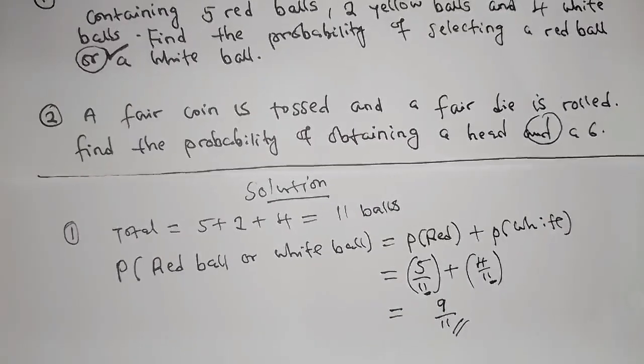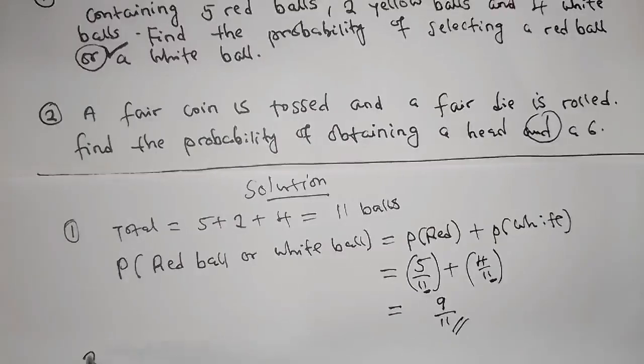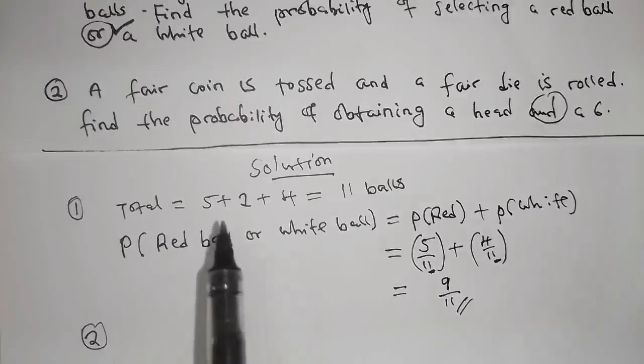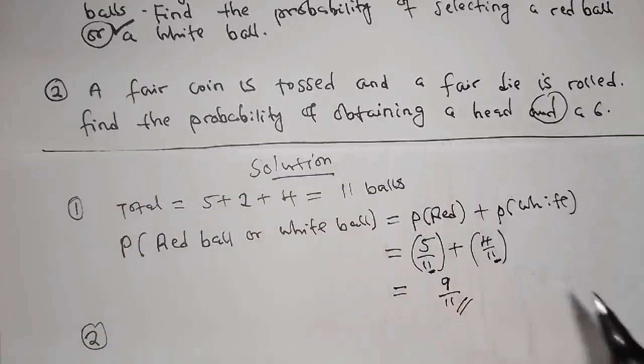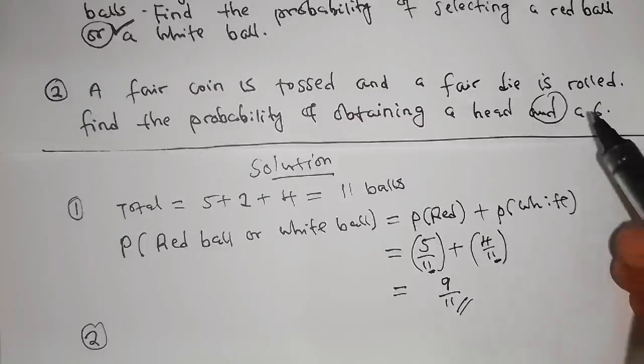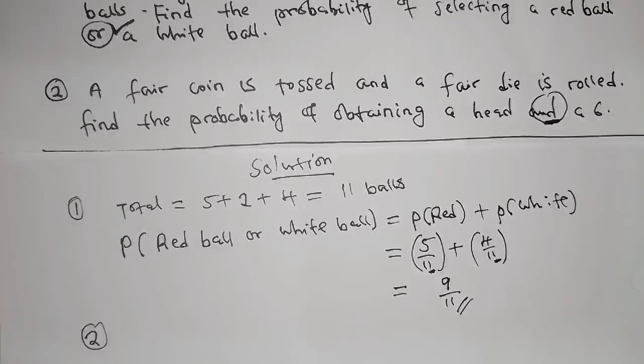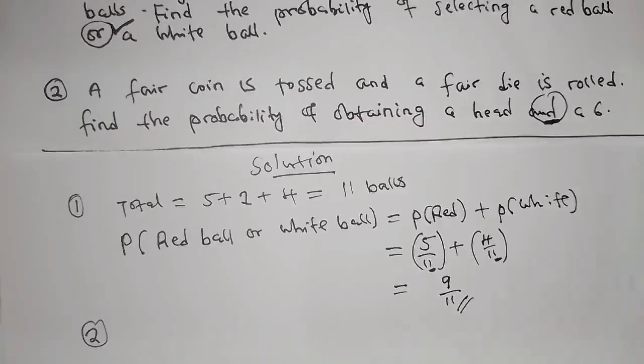Okay, on number 2, the question reads, a fair coin is tossed and a fair die is rolled. Find the probability of obtaining a head and a 6. You have to look at that keyword and. If the keyword is and, we need to multiply the two probabilities. The keyword and indicates independent events.